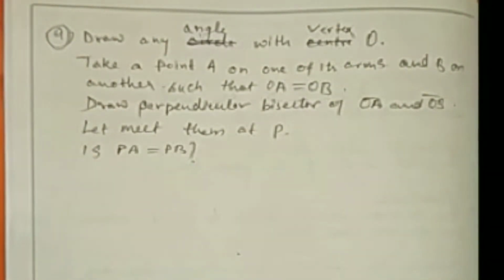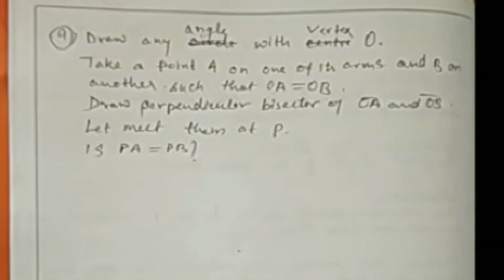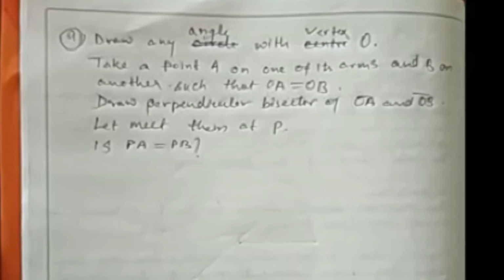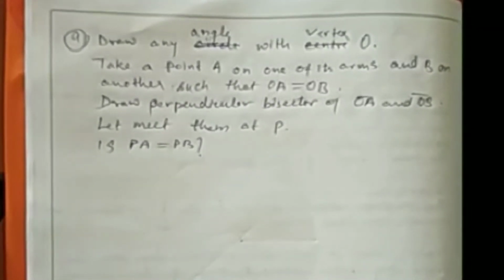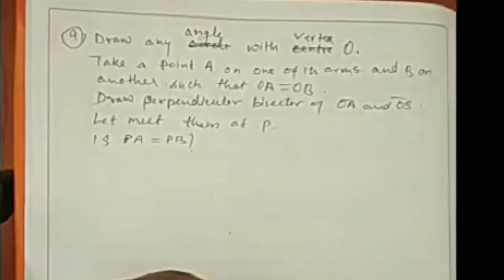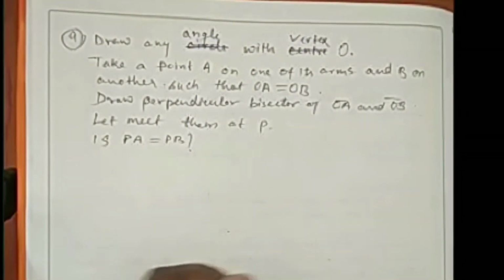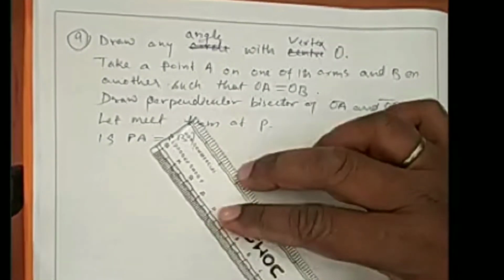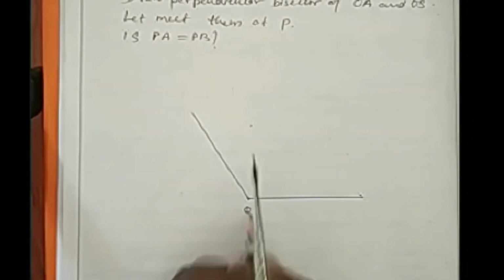Okay. In the ninth question we have: draw any angle with vertex O. First we have to make any angle. So what are angles? We already know: acute angle, obtuse angle, reflex angle. So many types of angles we have. You know. So I am going to make one angle. So draw any angle with vertex O. This angle I have prepared with vertex O. This is the vertex, O.